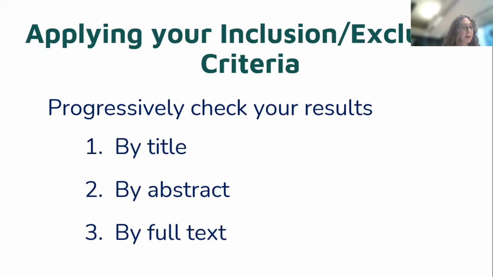So once you have your results, then you need to start going through them and applying your inclusion and exclusion criteria. This will have been expressed in your protocol, and you can apply these by title, by abstract, and by full text.